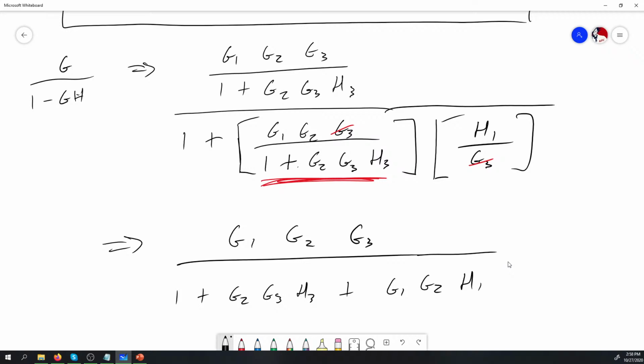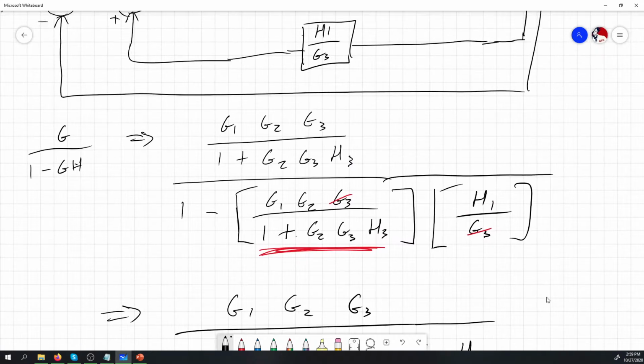Yeah, 1 minus. Sorry. Yeah, thanks for pointing that out. We'll end up being minus. Yeah, because 1 minus GH. So this 1 here will multiply by that factor here, so it'll be 1 plus G2, G3, H3 minus this factor here will cancel, so it'll be minus G1, G2, H1.